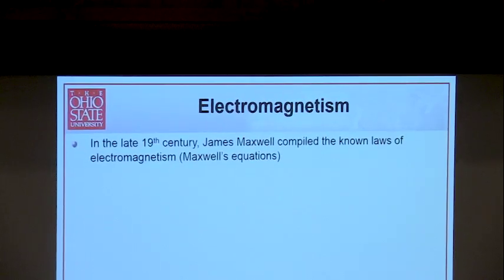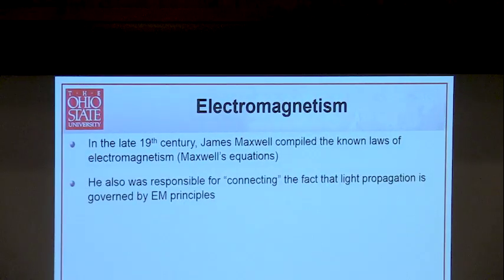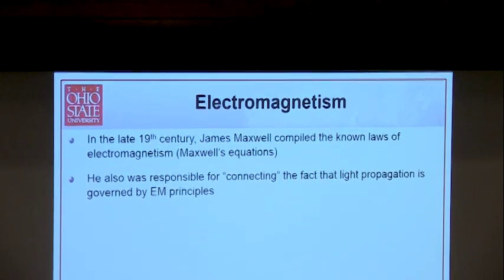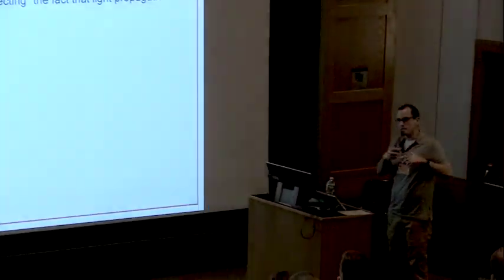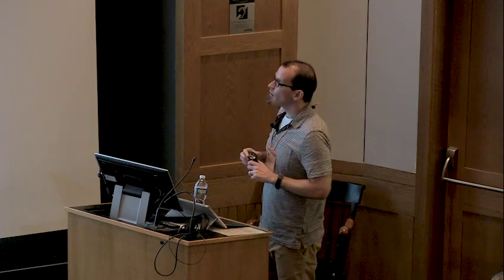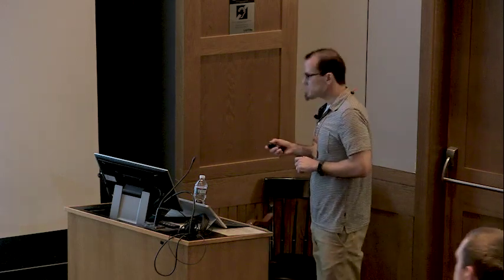Let's talk a little bit about what we have. We won't spend too much time, but in the late 19th century, Maxwell compiled the known laws of electromagnetism. What was kind of cool is that he was responsible for connecting the fact that light propagation is governed by electromagnetic principles. Prior to Maxwell, light was considered a different type of medium. It wasn't considered the same as electromagnetic waves. And he made a couple of modifications, which we'll show, that allow us to use electromagnetic principles in optics and light propagation.